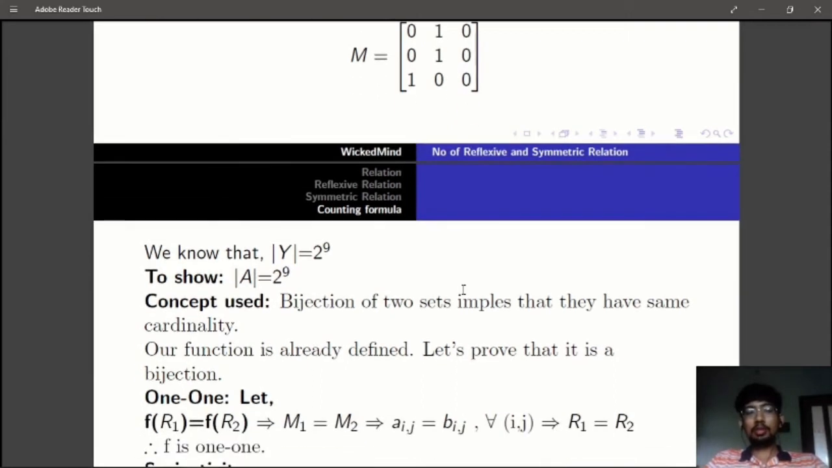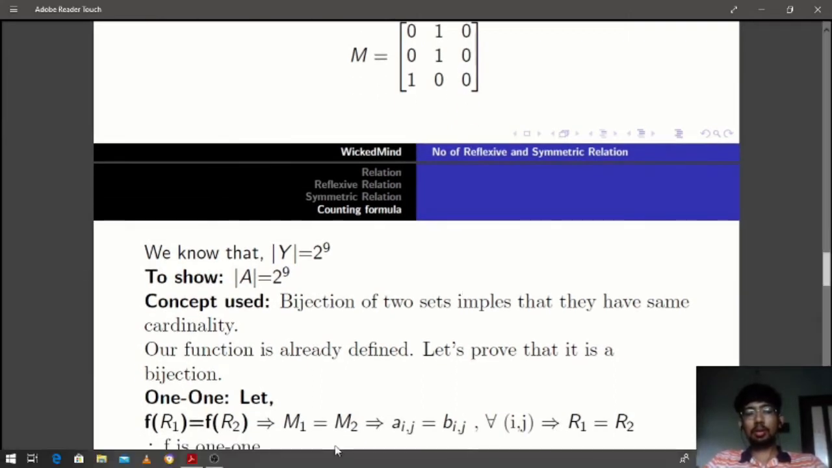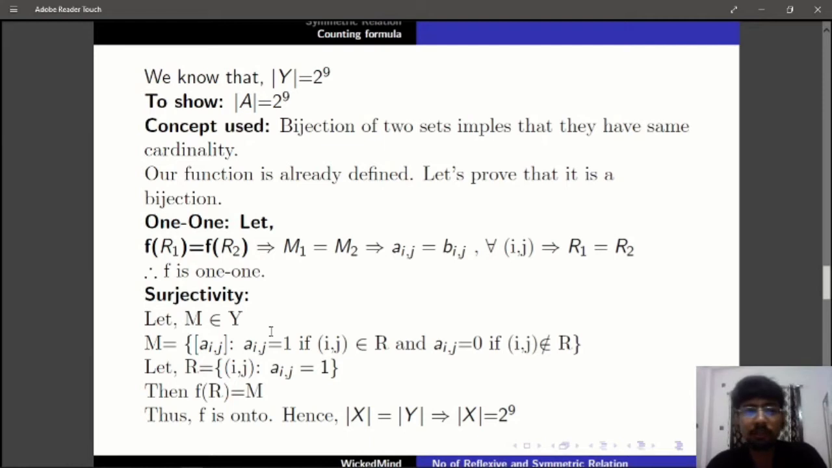Our function is already defined. Oh ho ho, I need to go. Okay, earlier we left that concept used. So our main motive was to show that the function defined is a bijective function.